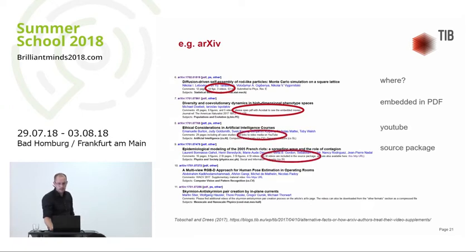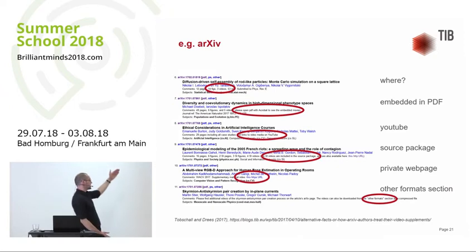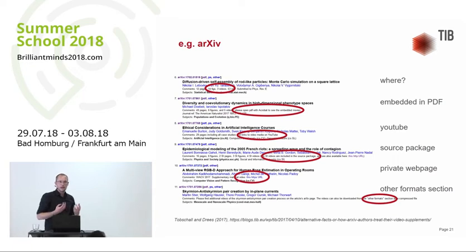Then there's a YouTube link. There's some delivered in a source package. One is on a private web page, and one is in the other format section. So there are 6 publications, I think, and there are 6 different solutions. That's far from a standard solution, and the reason is basically that, except for YouTube, there's no platform where you can publish videos in a way that suits the needs of a scientist.